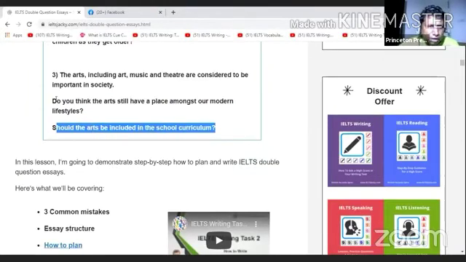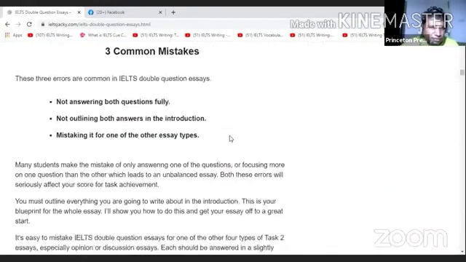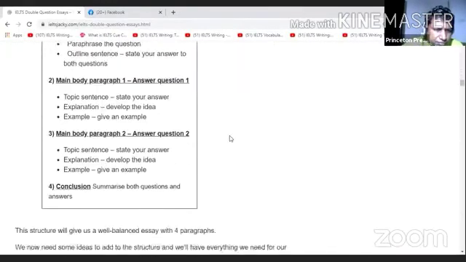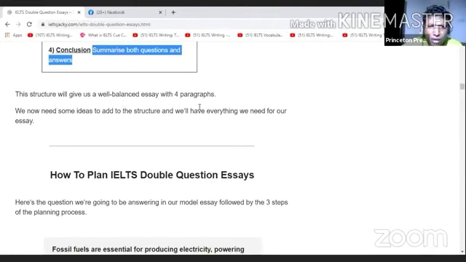So it should be balanced. One for this paragraph, one for this paragraph. And the conclusion summarizes both the question and the answers. The structure will give you a well-balanced essay.